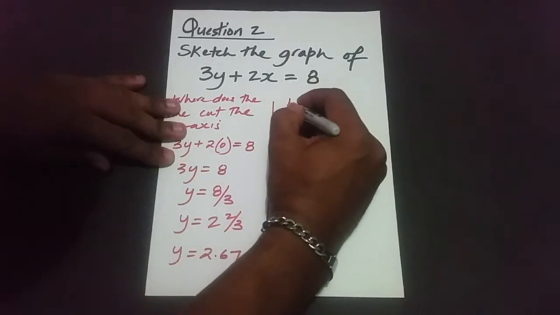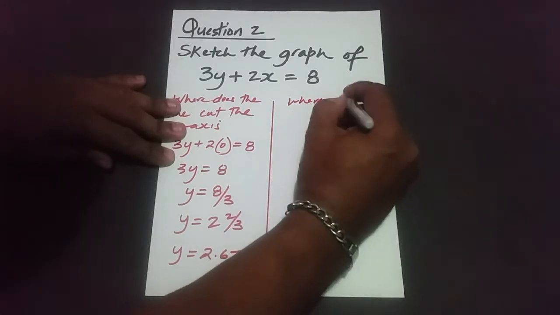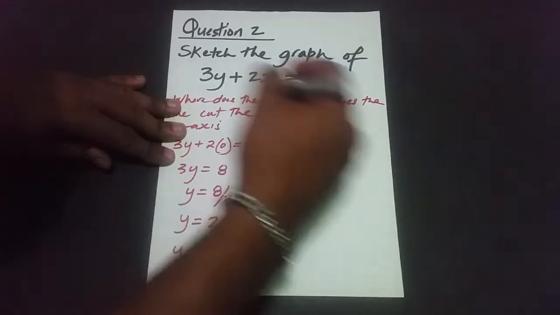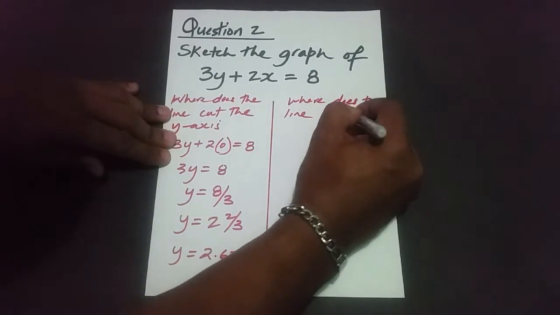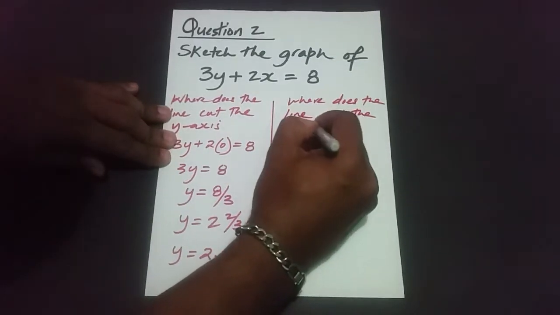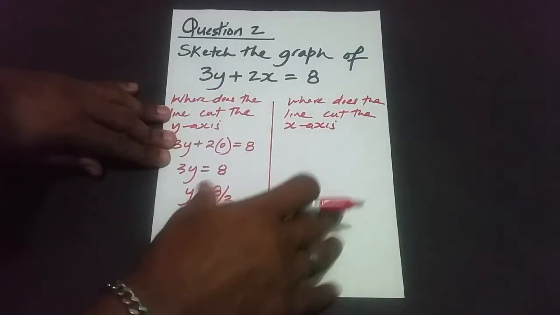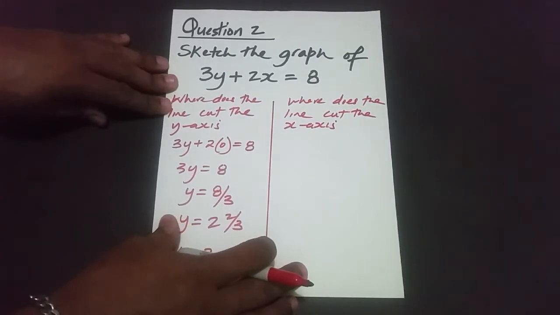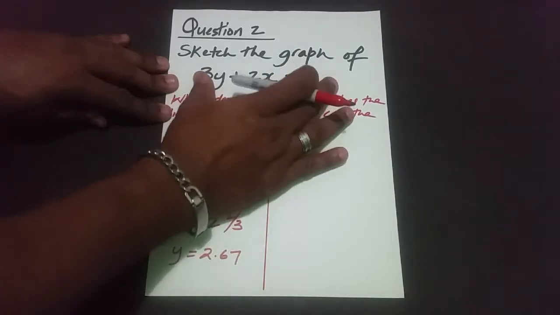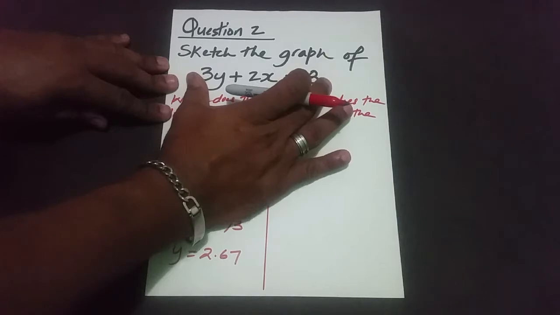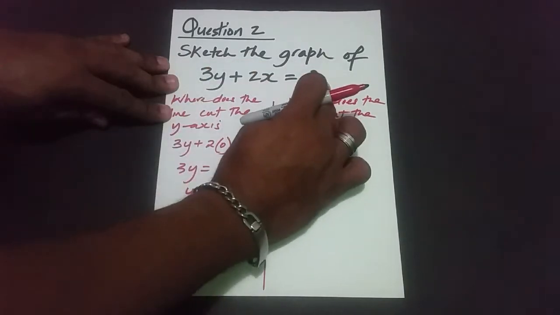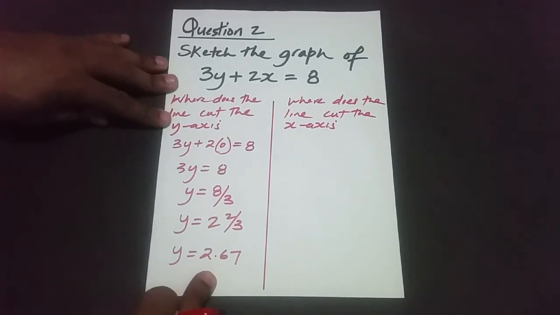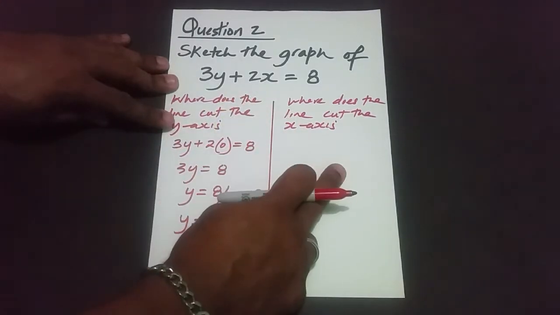So similarly, where does the line of this equation cut the x-axis? And remember, I'm doing this method because they're just asking me to sketch the graph of 3y plus 2x equals 8. If they had asked me to determine the gradient m and the value of c, then I would have to rearrange this. But as far as just sketching is concerned, all I need to do is figure out where the line will cut the y-axis, and now figure out where it's going to cut the x-axis.